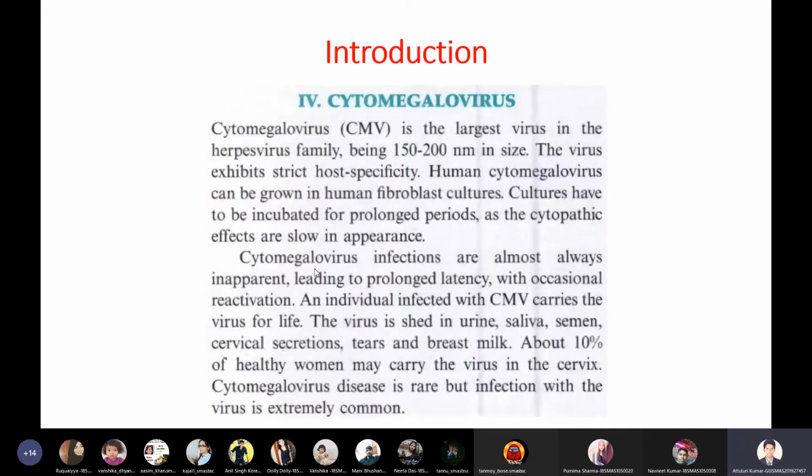So, coming to the introduction to cytomegalovirus. Keep in mind, students, I want to ask a question. What are teratogens? Can anyone tell what teratogens are? An agent which causes fetal abnormality. Very good. The agents that cause fetal abnormalities are called teratogens.